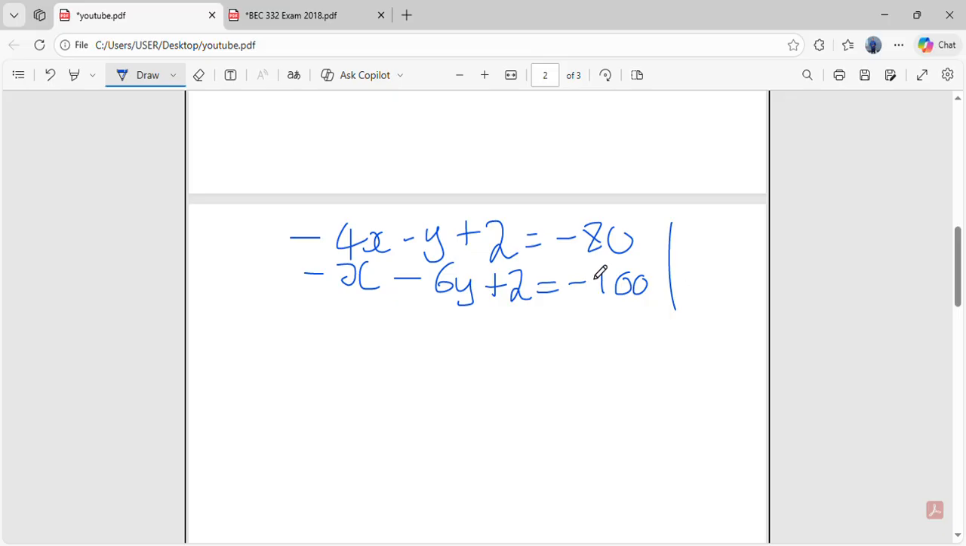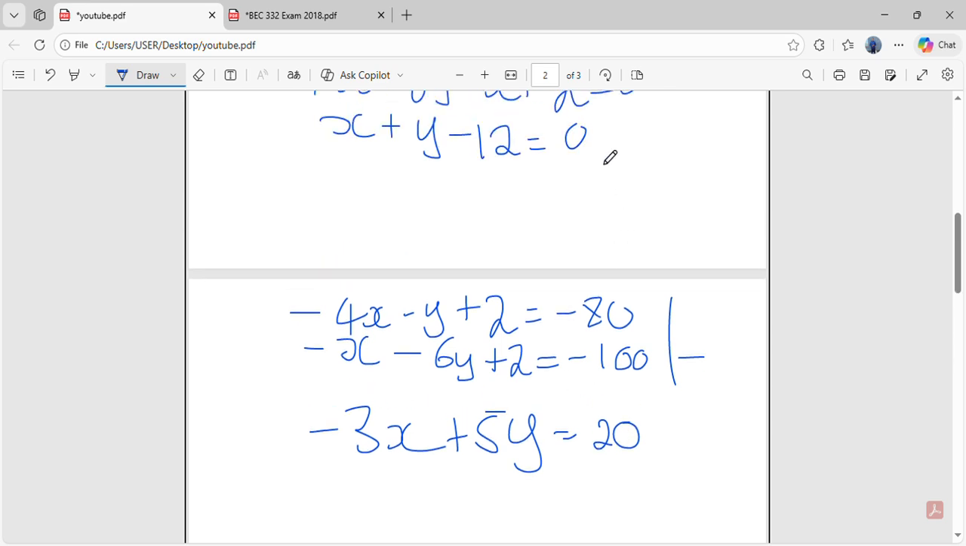So we are going to use the principle of same signs subtract. So negative 4x minus x is giving us negative 3x. Negative times negative, positive. Negative y plus 6y will give us positive 5y. And we know for sure that lambda minus lambda is 0. Negative times negative, positive. Negative 80 plus 100 is giving us what? 20. So in this particular case, we now get this and this guy, we solve them together.